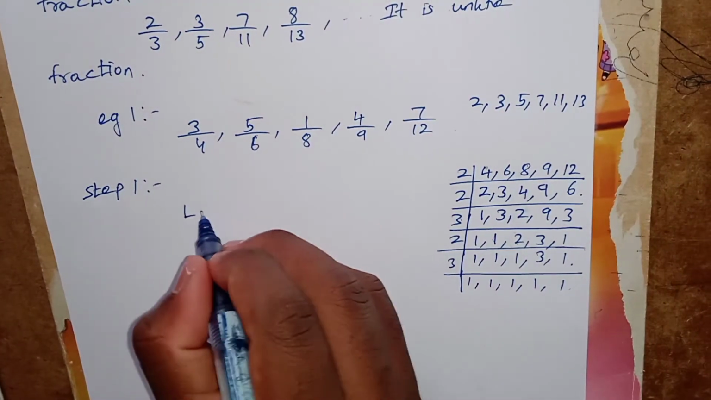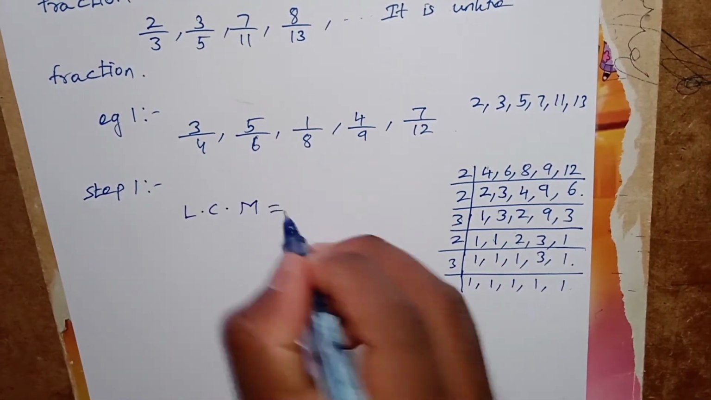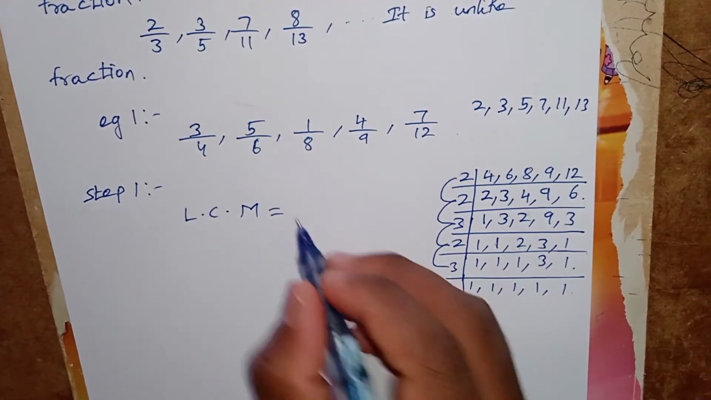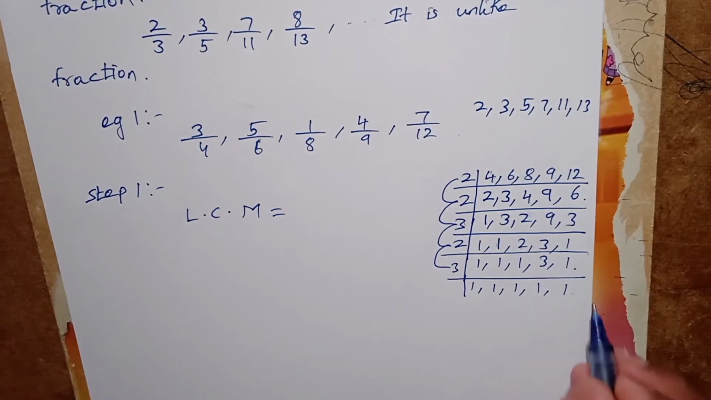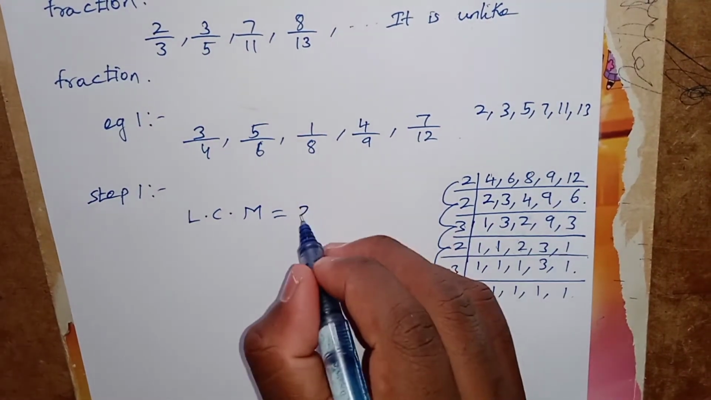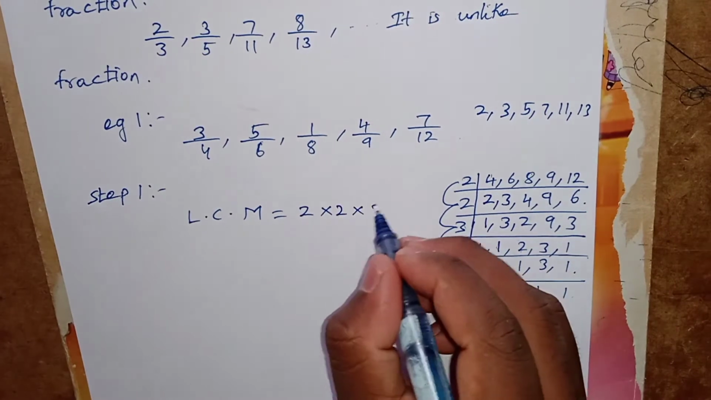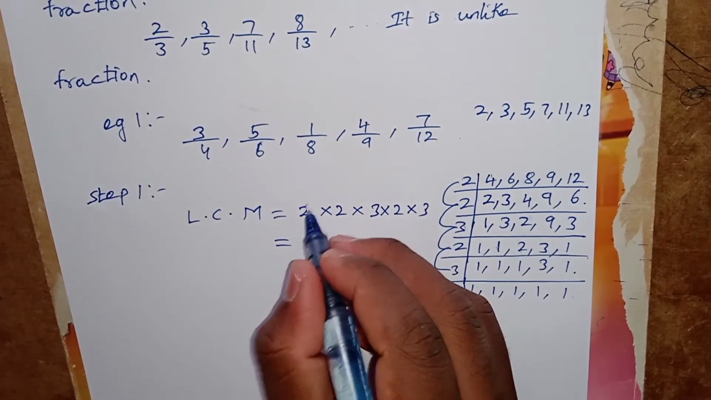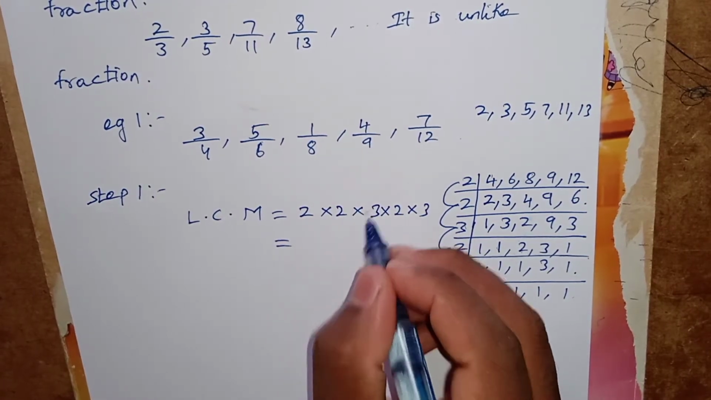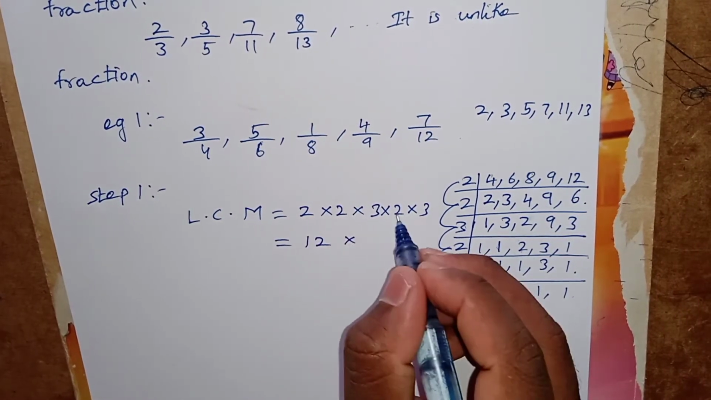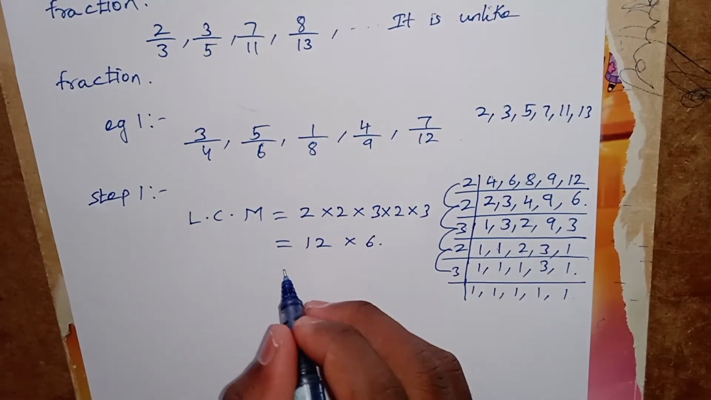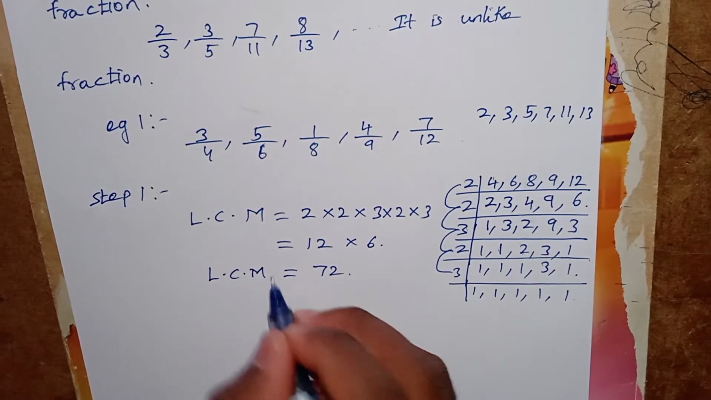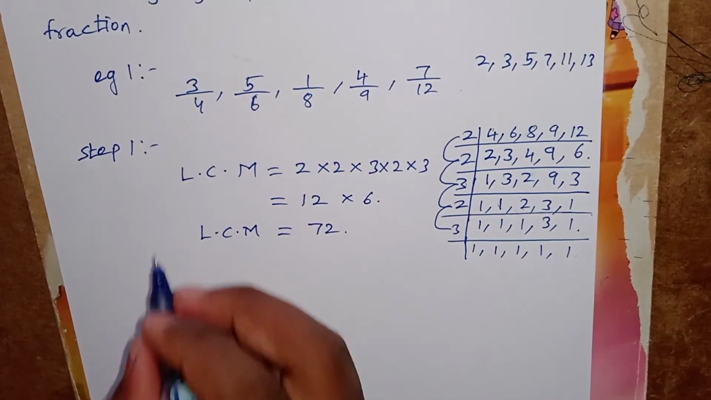Therefore my LCM is, you have to multiply these terms till you get 1, 1, 1. Okay, 2 into 2 into 3 into 2 into 3. Therefore 2 2s are 4, 4 3s are 12, 12 into 2 is 24, 24 into 3 is 72. Therefore my LCM here is 72.